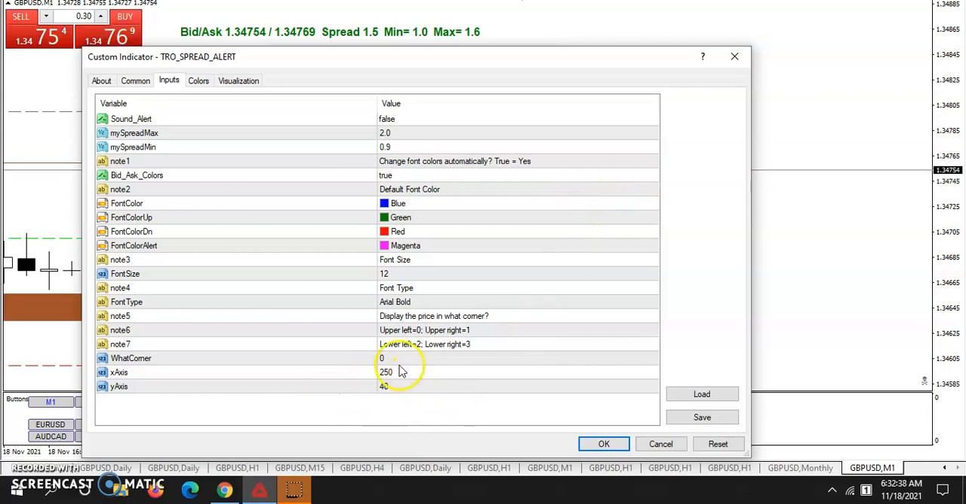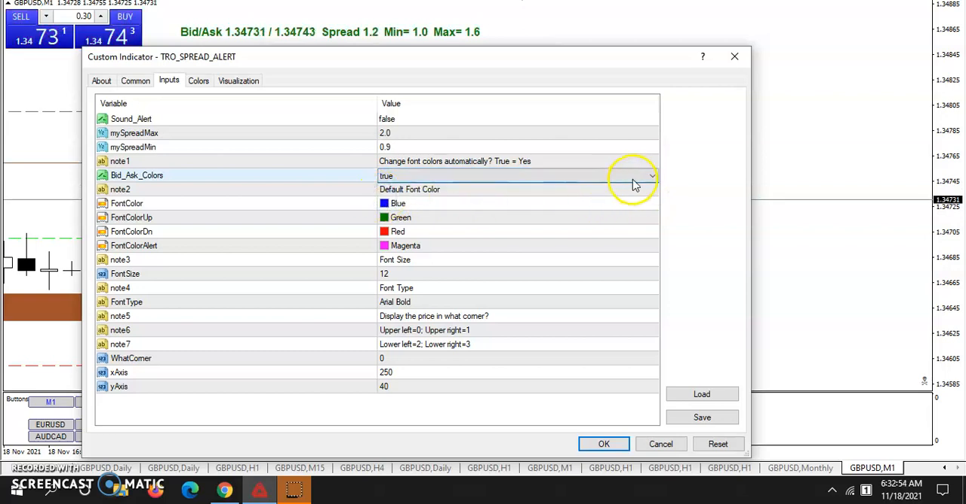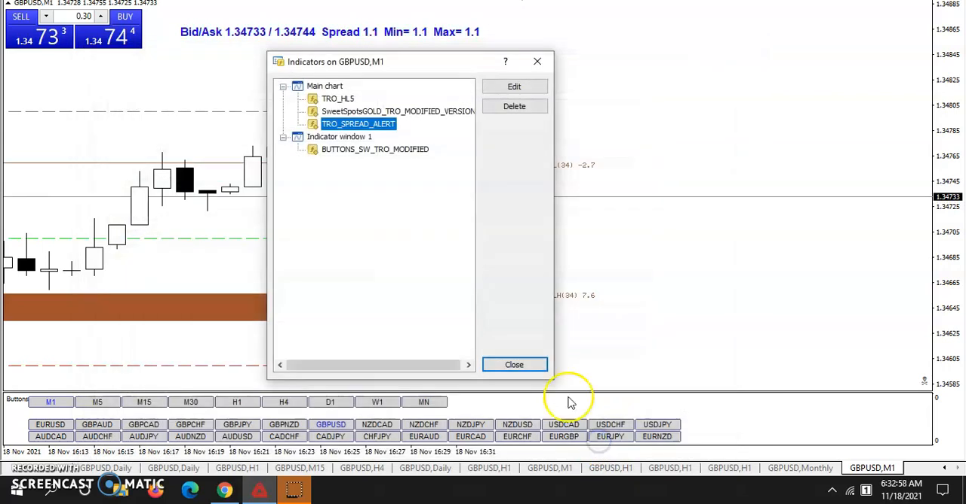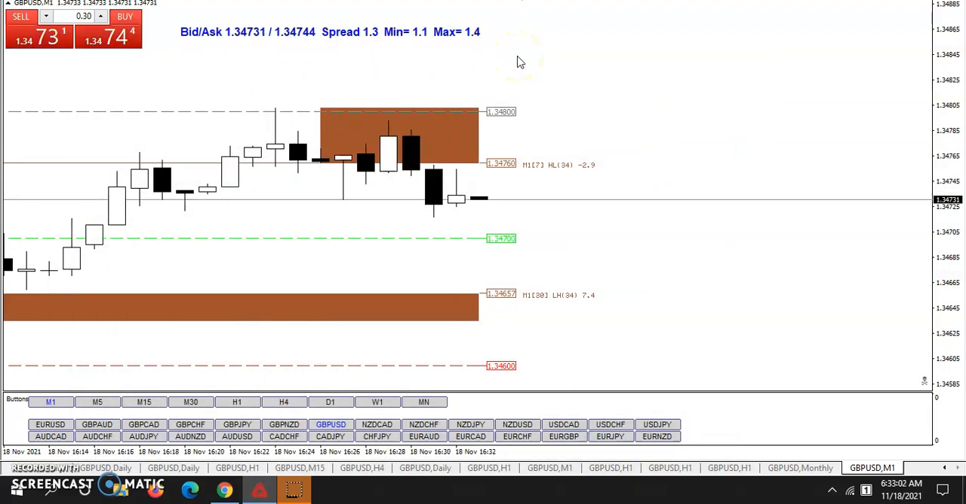display, and you can change the size, which corner you position it, you can change the font and things like that. And if you don't want the bid and ask to change every time price is moving, you can set that to false, and then you get the default color.